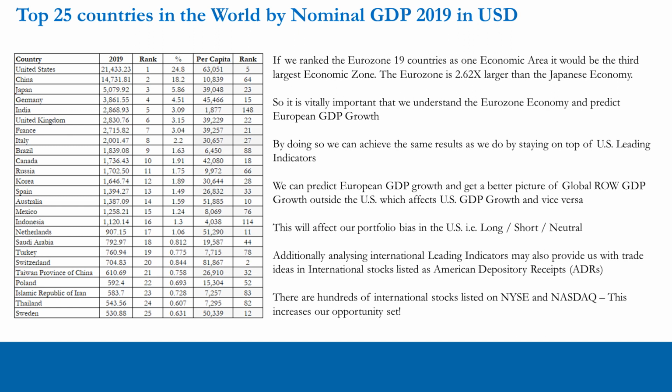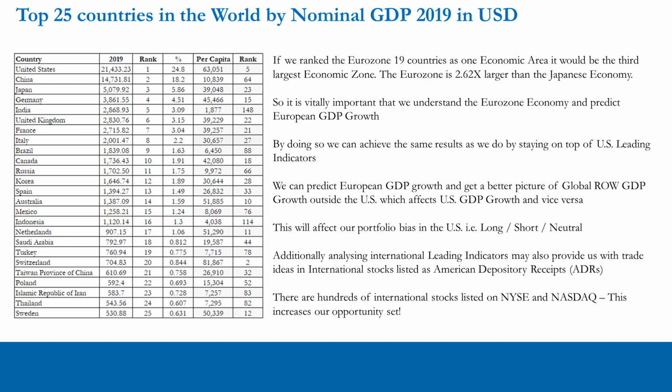By doing so, we can achieve the same results as we do by staying on top of US leading indicators. We can predict European GDP growth and get a better picture of rest-of-world GDP growth outside the US, which in turn affects US GDP growth and vice versa. And of course, this will end up affecting our portfolio bias in the US, so whether we're looking to be long, short, or neutral in our portfolios.